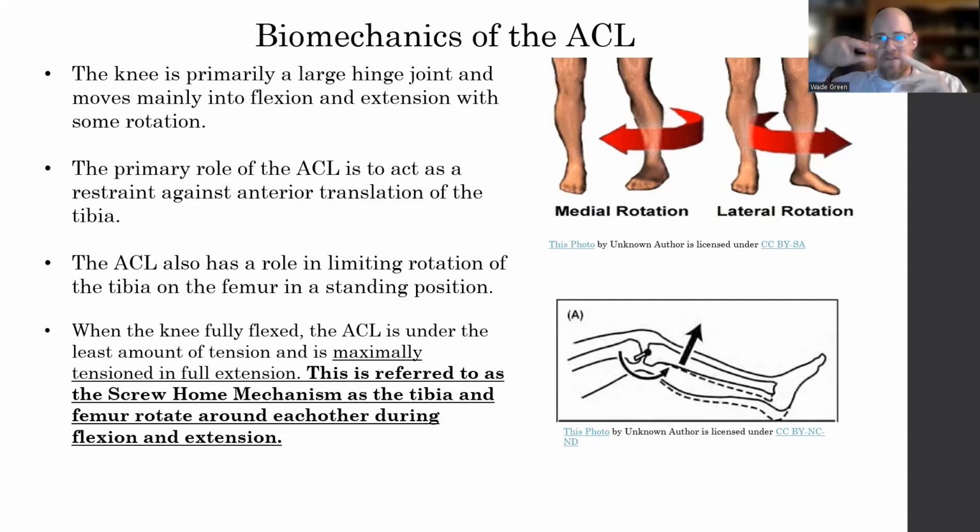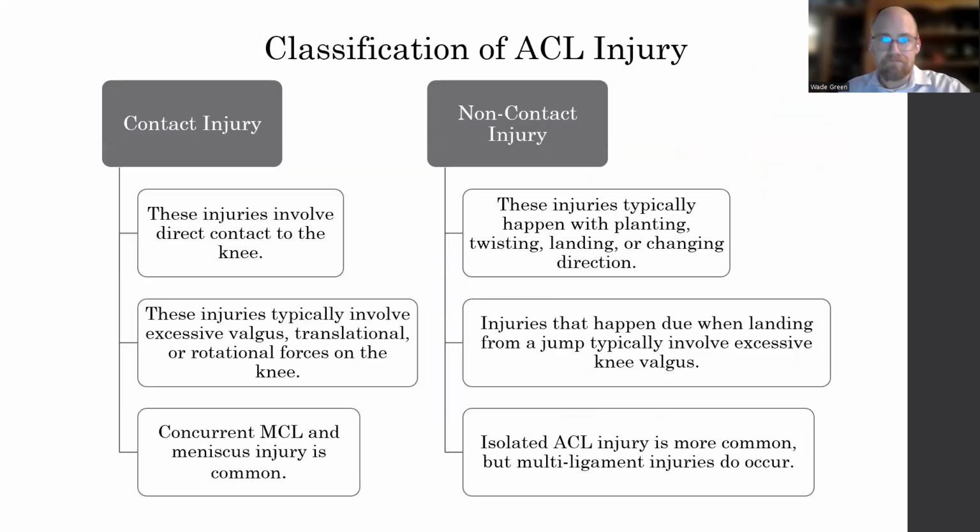So that difference in tension, essentially the relaxation of the ACL fibers in flexion and the tensioning of them in extension, is called the screw home mechanism. Okay, and that occurs as the tibia and the femur rotate around each other during full flexion and extension of the knee. So while the knee is primarily a hinge joint, there is definitely also a rotational component to it. I know I'm moving kind of fast here, but what about ACL injuries?